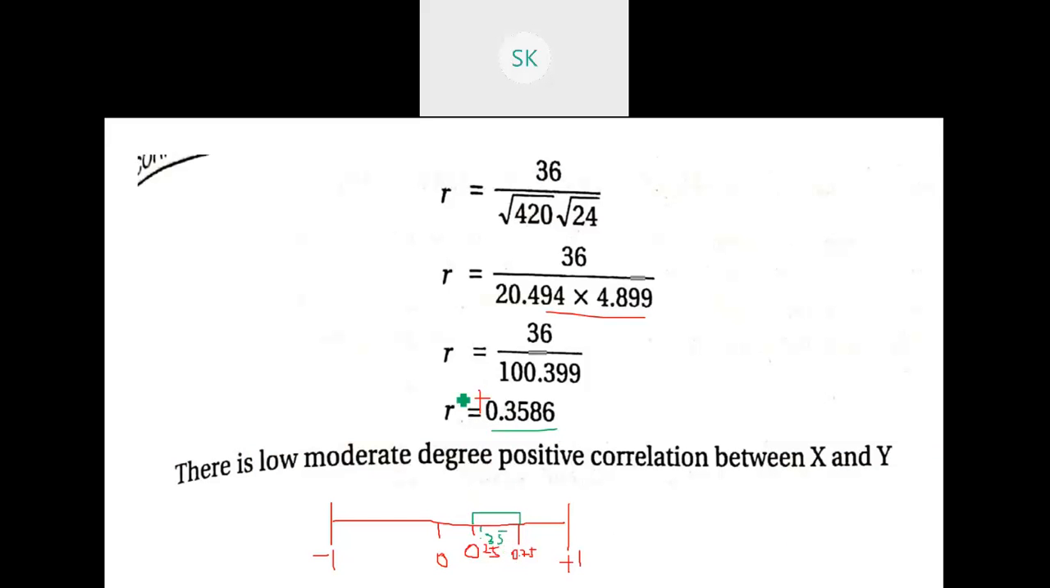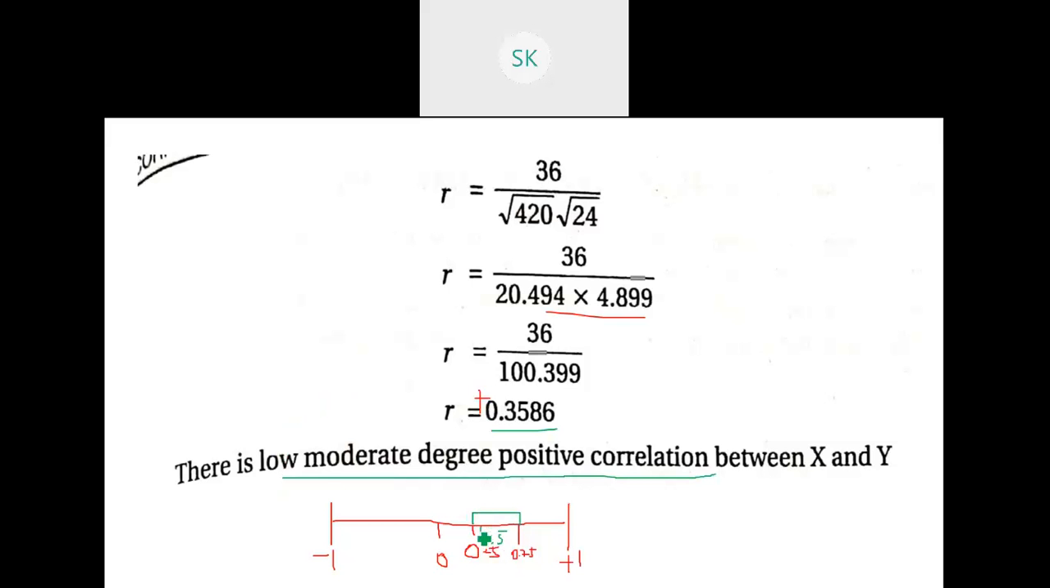Which means this coefficient of correlation, whichever we have got, is saying it has a low moderate degree of positive correlation. Okay, it's coming on the lower side only. It's not above 0.75 for us to say it is completely correlated, or that there is a high degree of correlation. Here it is very low moderate.